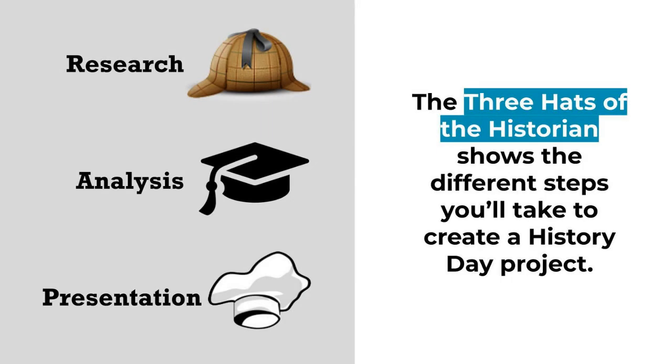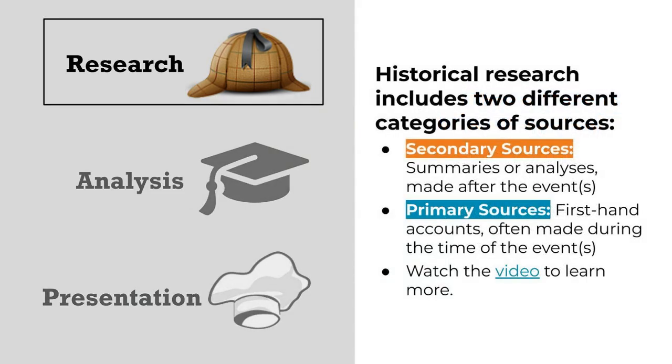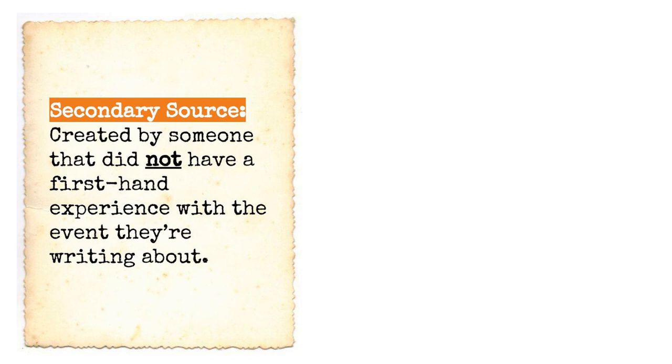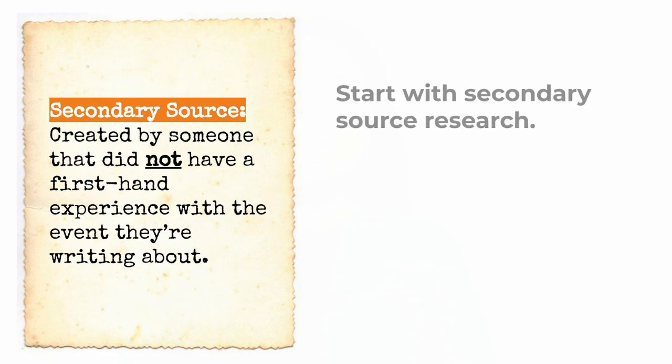The three hats of the historian describe the historical inquiry process for any historian, including you: research, analysis, and presentation. Let's focus in on historical research for a moment, which is when you'll use two different types of sources: secondary sources and primary sources. We call them secondary sources because the authors have second-hand knowledge of a topic. They are created by someone that did not have direct experience with the event they're writing about. This is where you start your project.